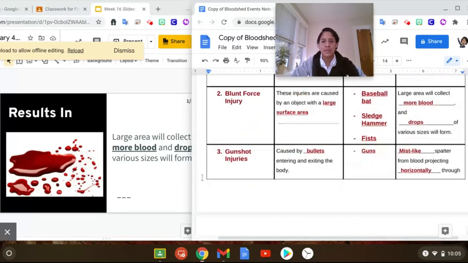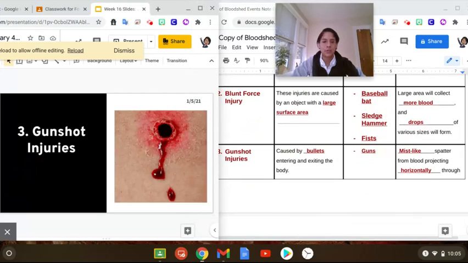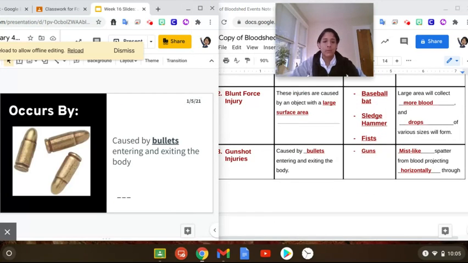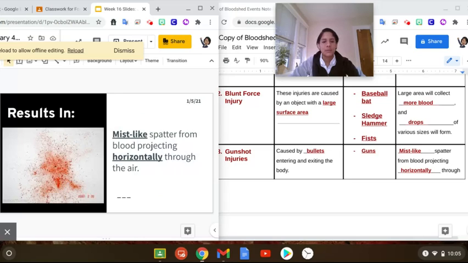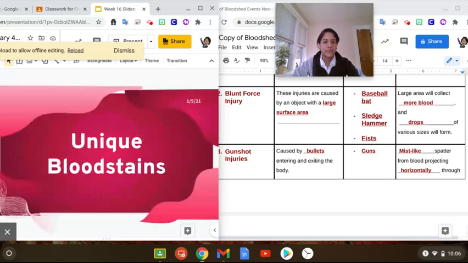Okay, so then the last one is gunshot injuries, caused by bullets entering and exiting the body. The weapon used is guns. And these produce a mist-like splatter from blood projecting horizontally through the air.